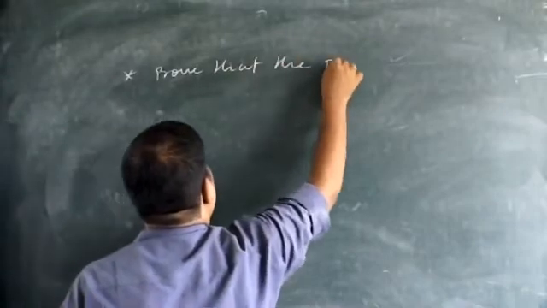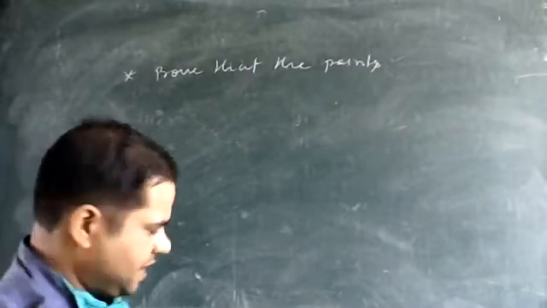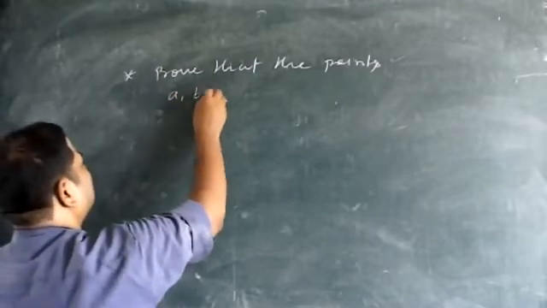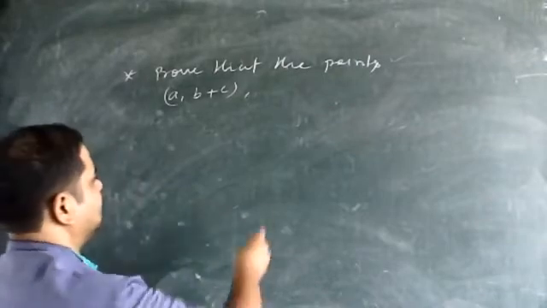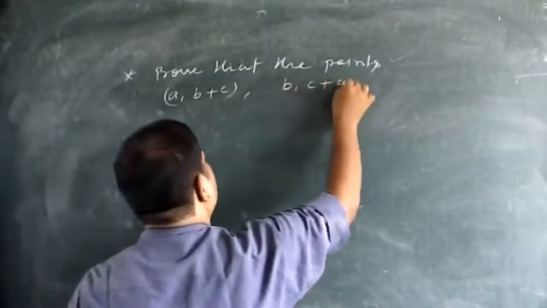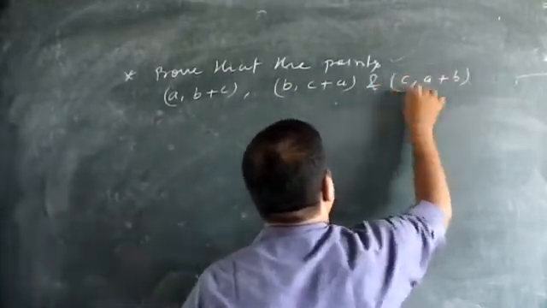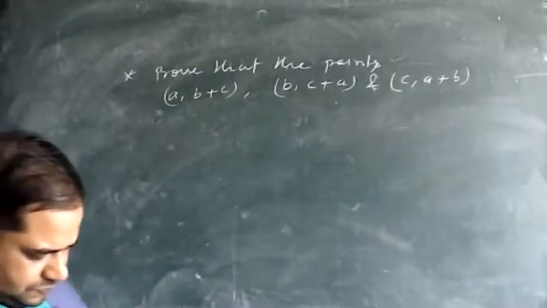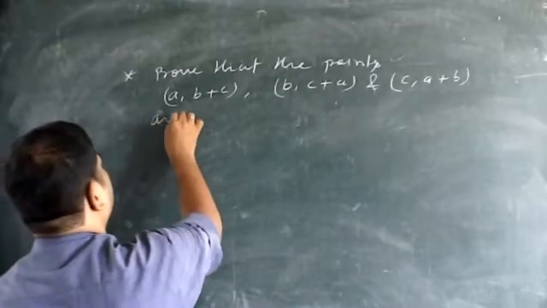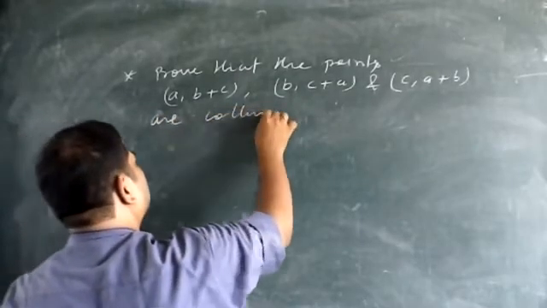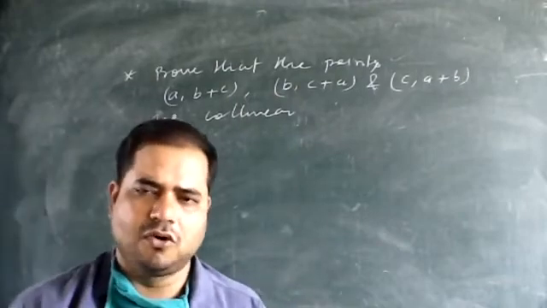(a, b+c), (b, c+a), (c, a+b) are collinear. We have to show these points are collinear.